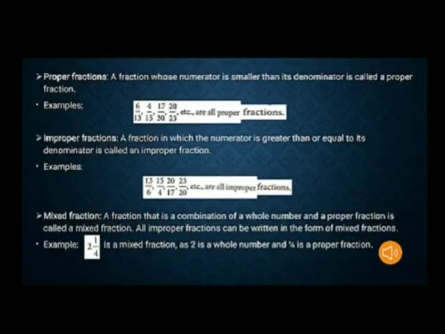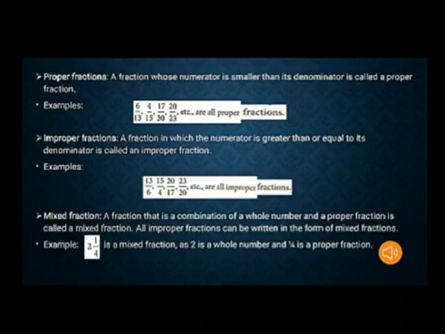Dear students, now let's discuss more types of fractions. Proper fractions. A fraction whose numerator is smaller than its denominator is called a proper fraction. For example, 6 upon 13, 4 upon 15, 17 upon 30, 20 upon 23, etc. are all proper fractions.